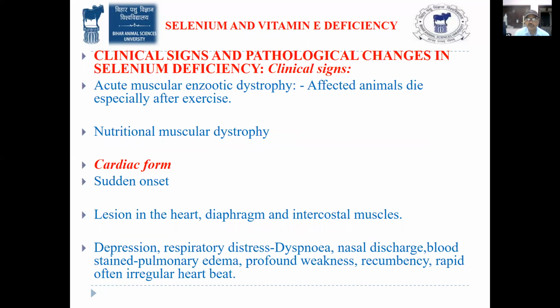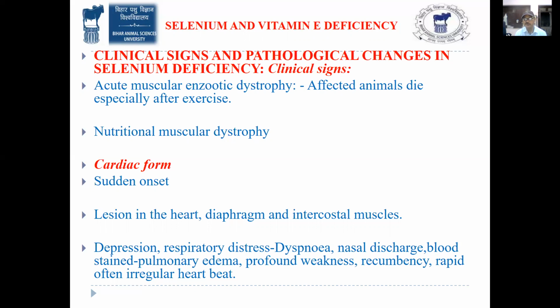Clinical signs and pathological changes in selenium deficiency deal with muscular dystrophy. In acute enzootic muscular dystrophy, affected animals die without premonitory signs, especially after exercise. In nutritional muscular dystrophy, there are two types, cardiac and skeletal forms. The cardiac form has sudden onset and presents with lesions in the heart, diaphragm, and intercostal muscles.